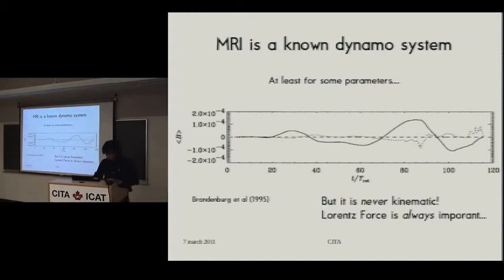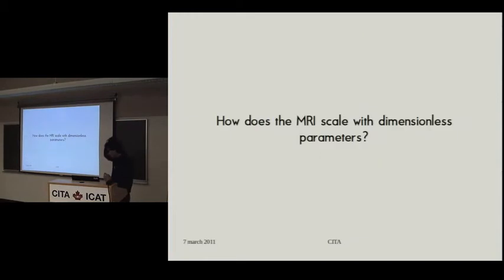So the main question that we set out to answer is, how does the MRI scale with dimensionless parameters? We have a standard MHD system, so the important parameters are the Reynolds number, the ratio of advection to dissipation; the magnetic Reynolds number, the ratio of advection to magnetic dissipation or resistive diffusion; and the magnetic Prandtl number, which is the ratio between the two diffusivities. And we want to know how the angular momentum transport scales as a function of these parameters.